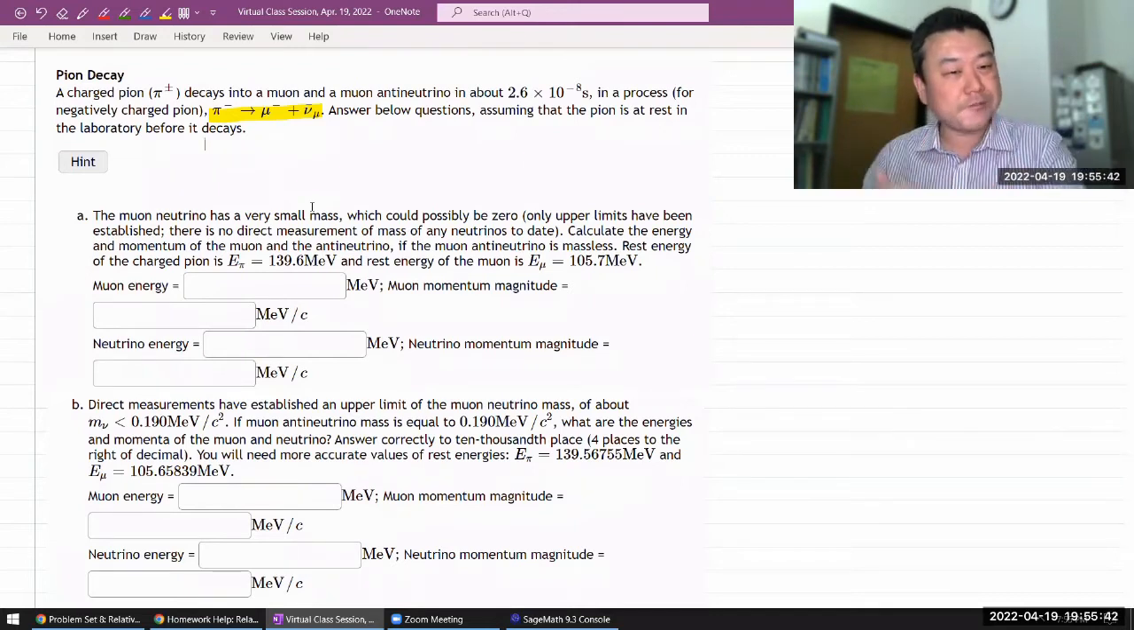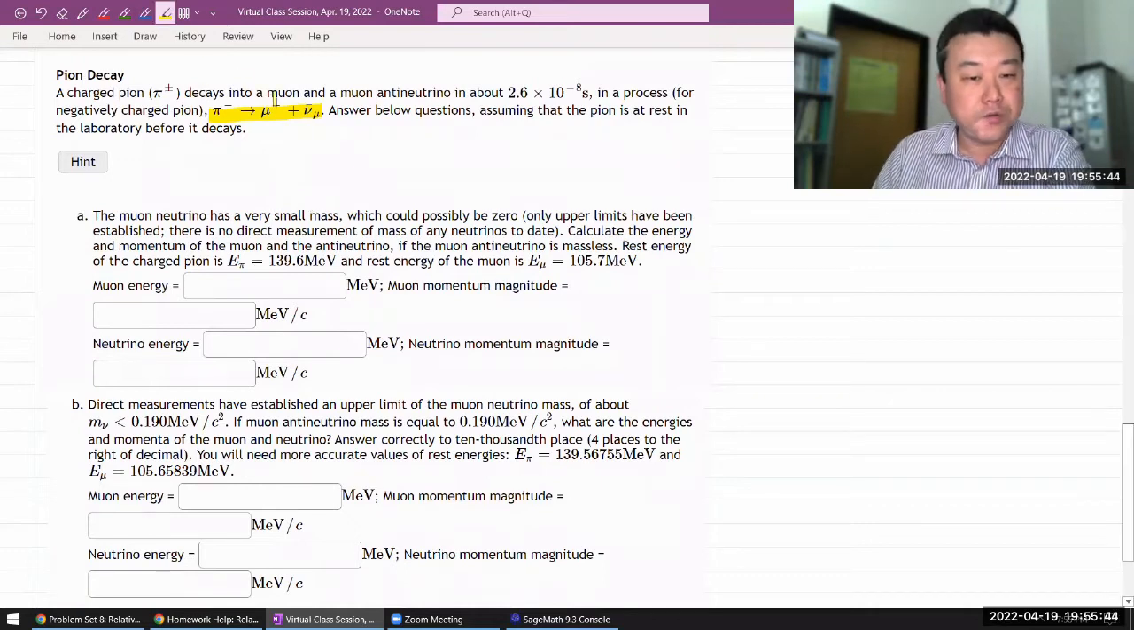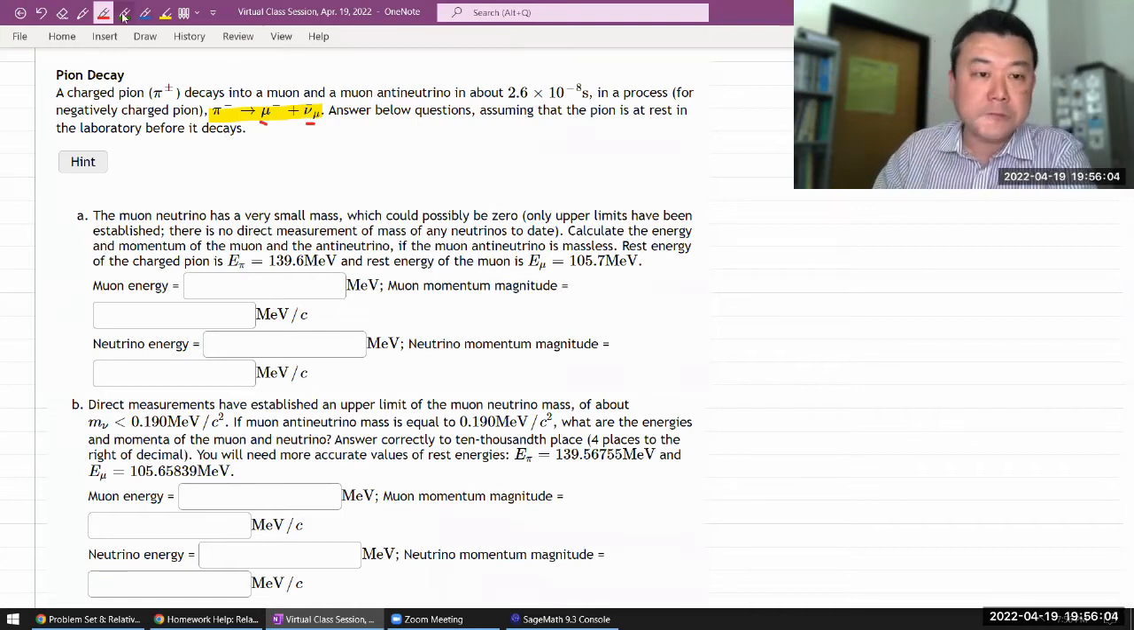So a charged pion decays into a muon and a muon antineutrino. This is a muon. This is a muon antineutrino. In about this much time in a process. I think that's clear enough. Answer the questions below, assuming that the pion is at rest in the lab before it decays. Okay, that makes things a little bit easier.